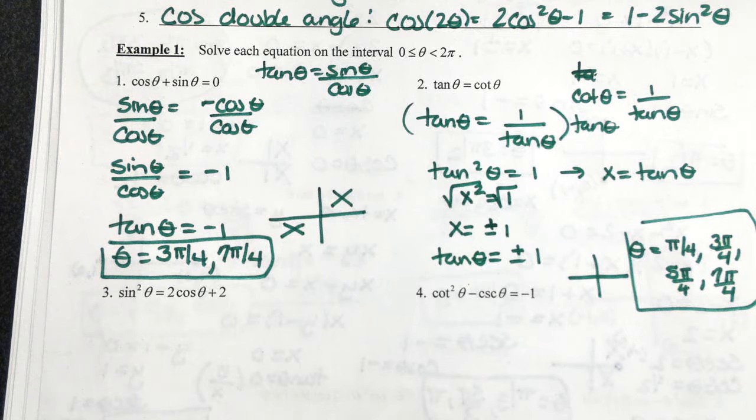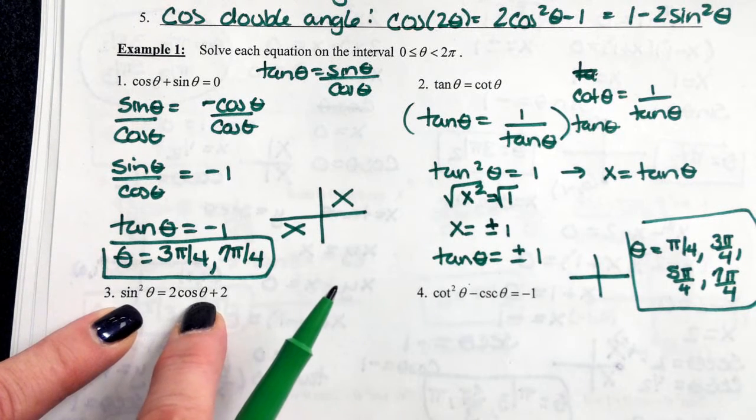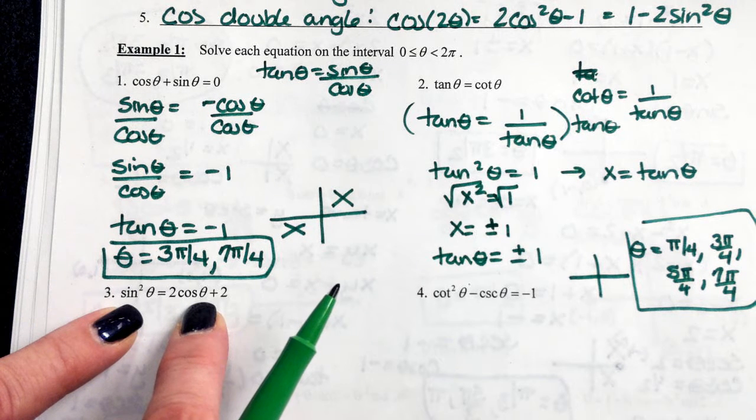So now number 3 is not the same as number 1. How come they're a little different? How is number 3 different than number 1? Because you have a what? Square. You have a sine squared. So you have a sine squared and you have a cosine. Remember, Pythagorean identities only work for squares.